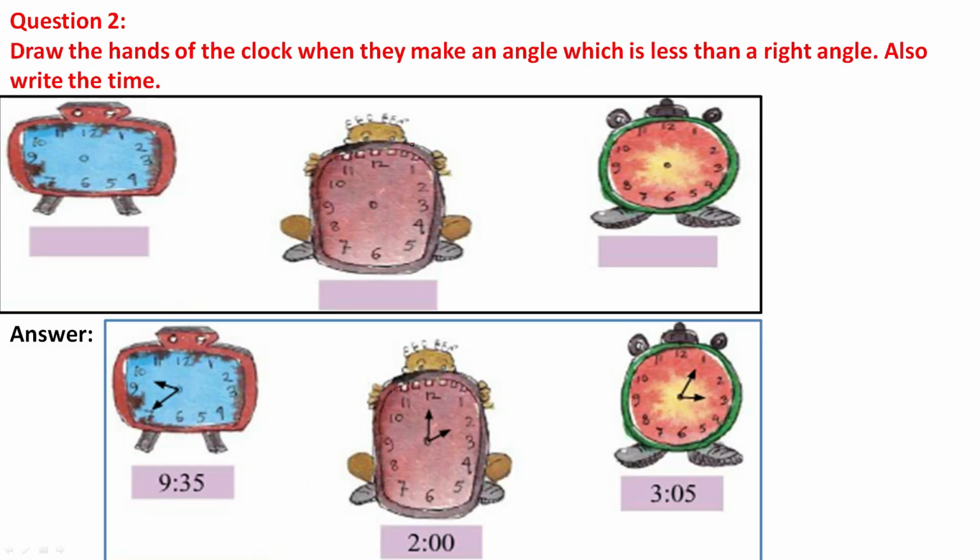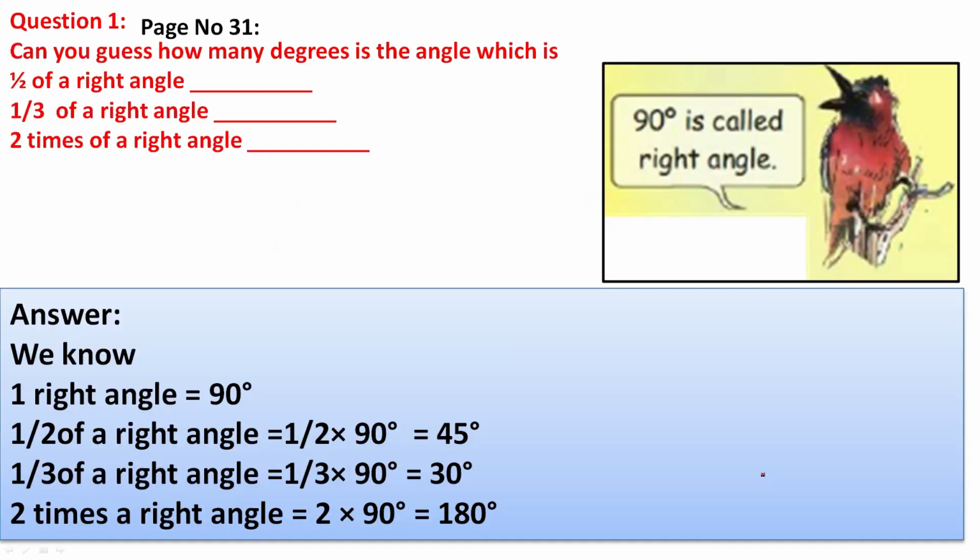Draw the hands of the clock when they make an angle which is less than a right angle. So we are going to make angles in the clock less than right angle. So we are going to draw an acute angle. For example, first clock, here we have drawn 9:35, it is less than right angle. 2 o'clock, it is less than right angle. 3:05, it is less than right angle. Even 3:10 is also less than right angle. Like that you can make many clocks less than a right angle.